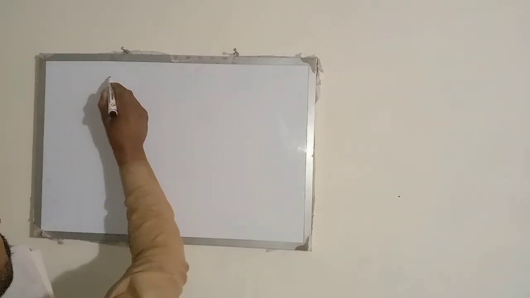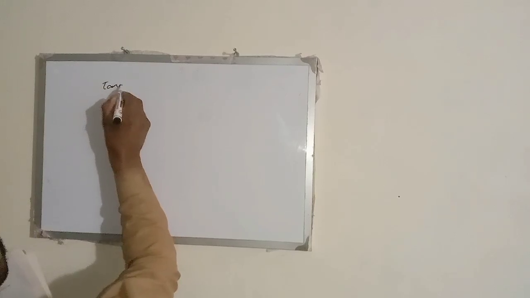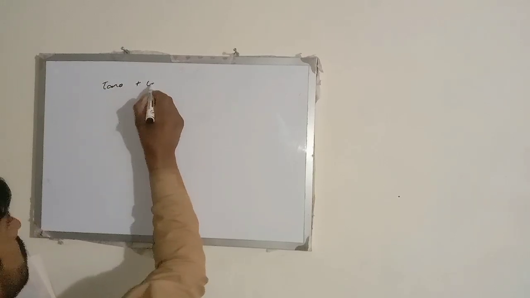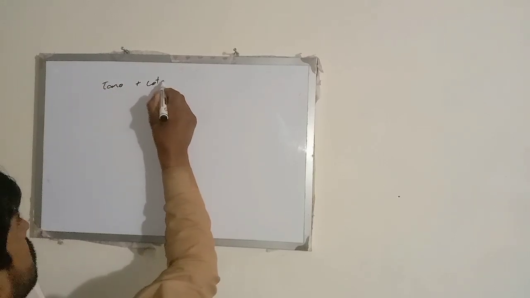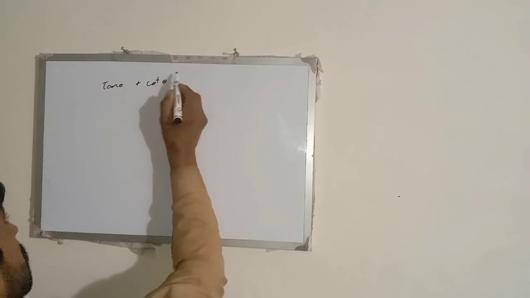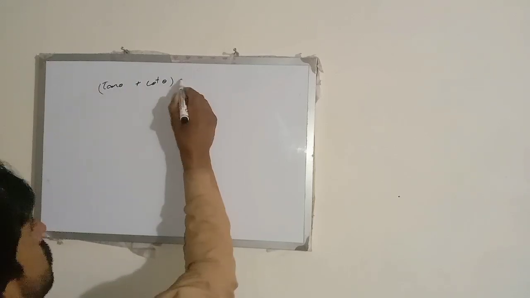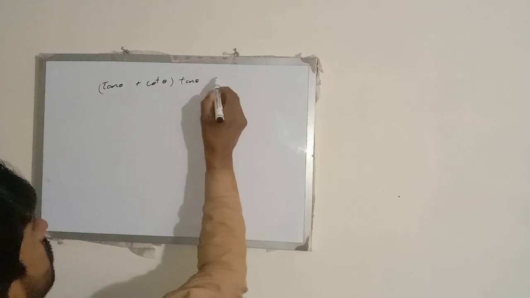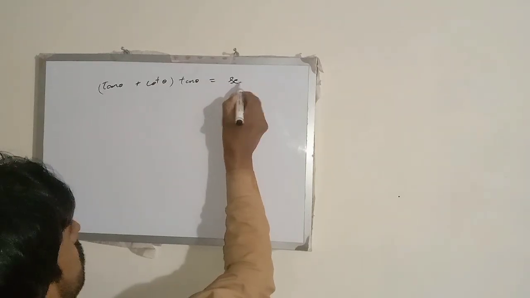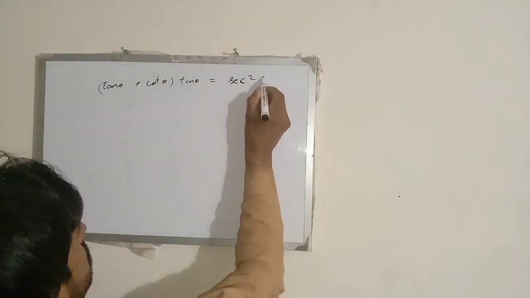Today we discuss about trigonometric identity. (tan theta + cot theta) into tan theta is equal to sec² theta.